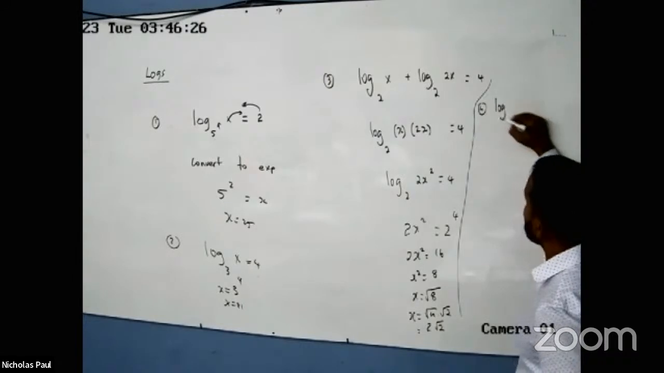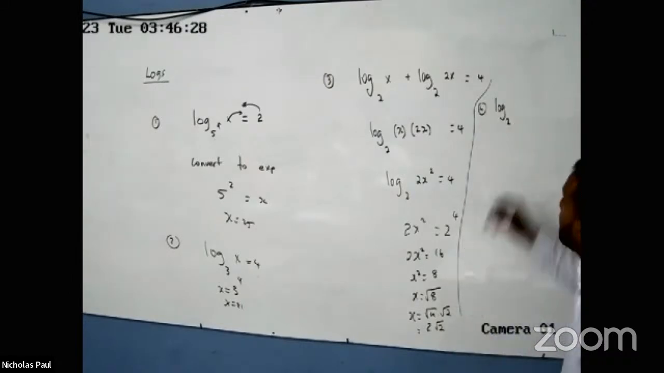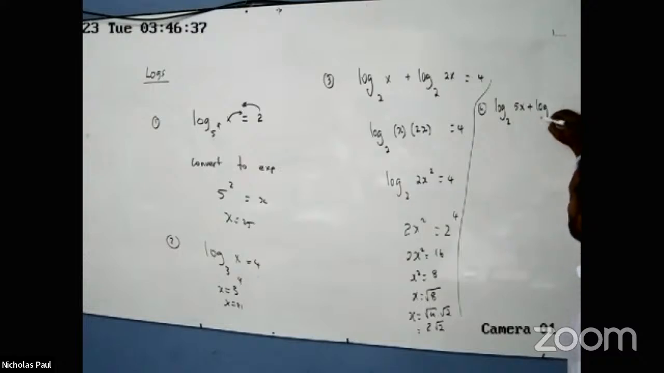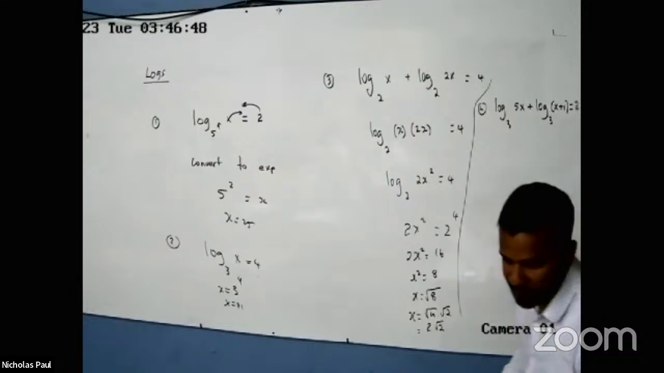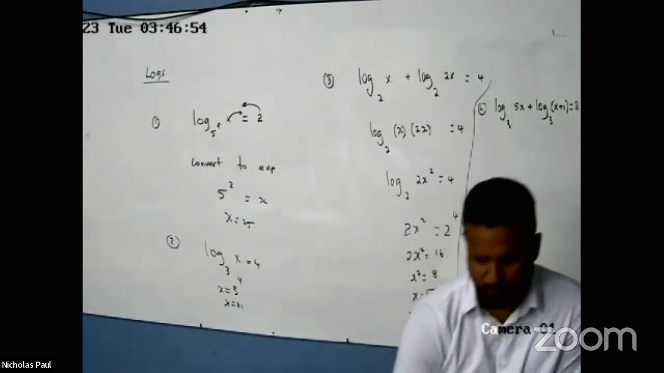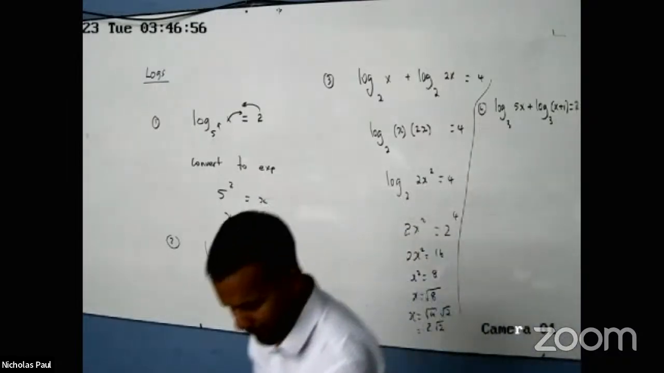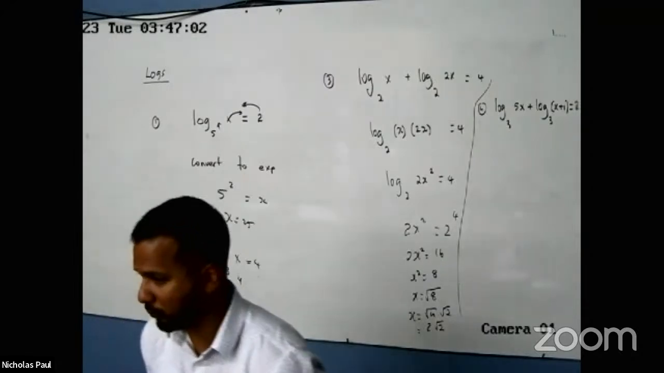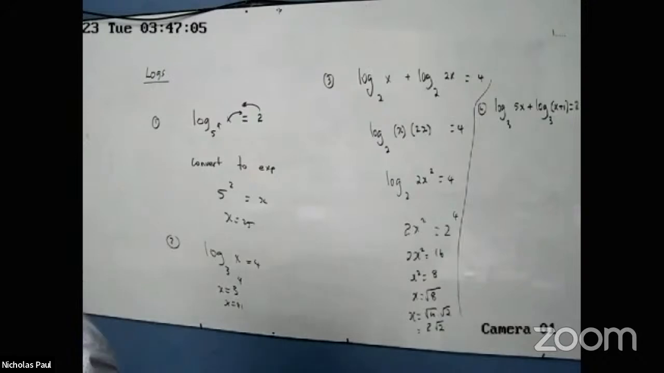Try one quickly, just a quick little practice before I give you some past paper. Let's leave multiplication, right? So let's say log to the base 3 of 5x plus log to the base 3 of x plus 1, all of that is equal to 2. Try that here. Let's see what you get. Quick revision.